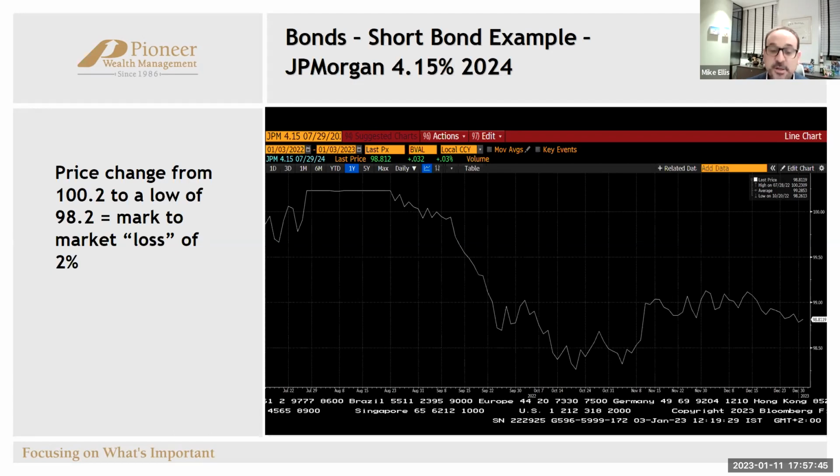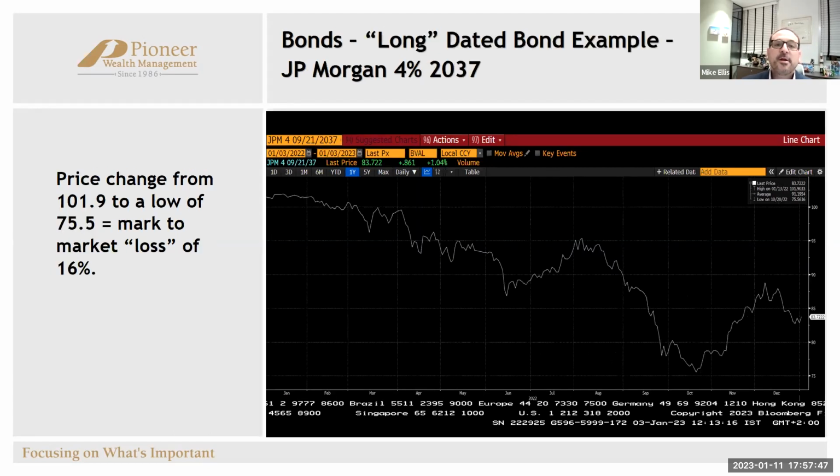Okay, now let's look at the long-dated bond. The long-dated bond is JP Morgan 4% 2037. The graph looks similar to the short bond. You can see it very similar. But the price on this bond went from 101 or 102 down to 75. It had a mark-to-market loss of 16%, okay, which is enormous for the type of investor who would hold this simple bond. But what is the good news?